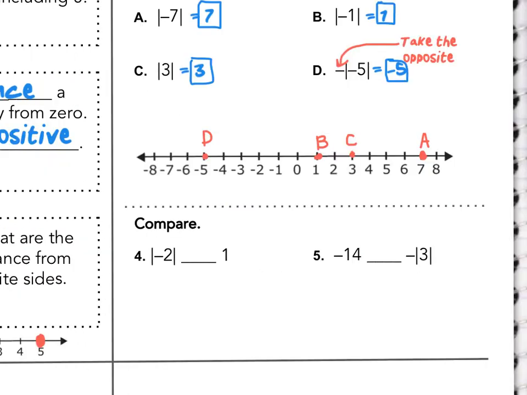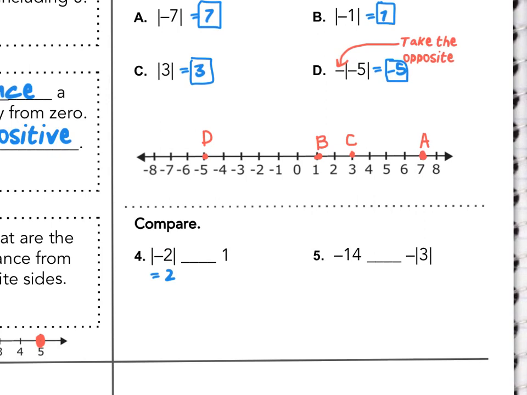Let's take a look at the bottom 2 problems where it says to compare. And here when we compare, we're just going to tell if one is greater than the other or if they're equal to each other. We're going to write that symbol in this blank. So here this is read as absolute value of -2, and then this is a 1. Because this one has absolute value bars around it, we have to evaluate that. And we know that this equals 2. So go ahead and write that underneath that problem.